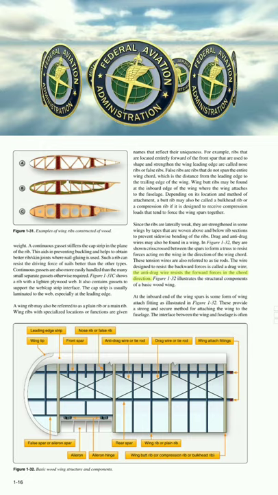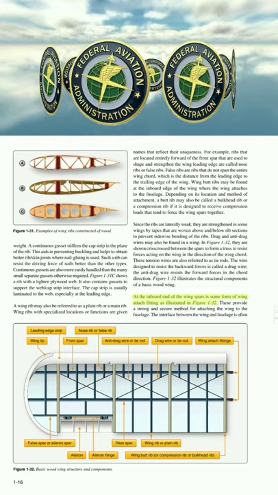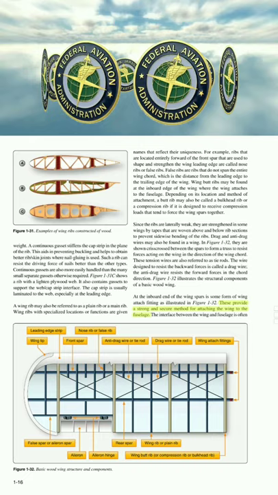Figure 132 illustrates the structural components of a basic wood wing. At the inboard end of the wing spars is some form of wing-attached fitting as illustrated in Figure 132. These provide a strong and secure method for attaching the wing to the fuselage.